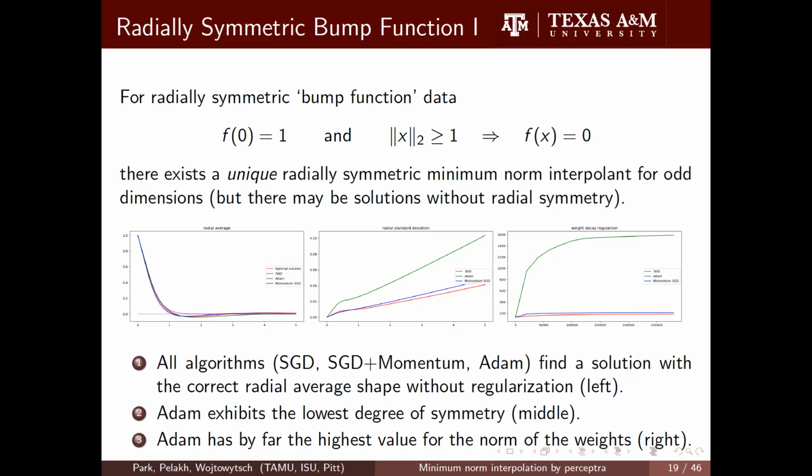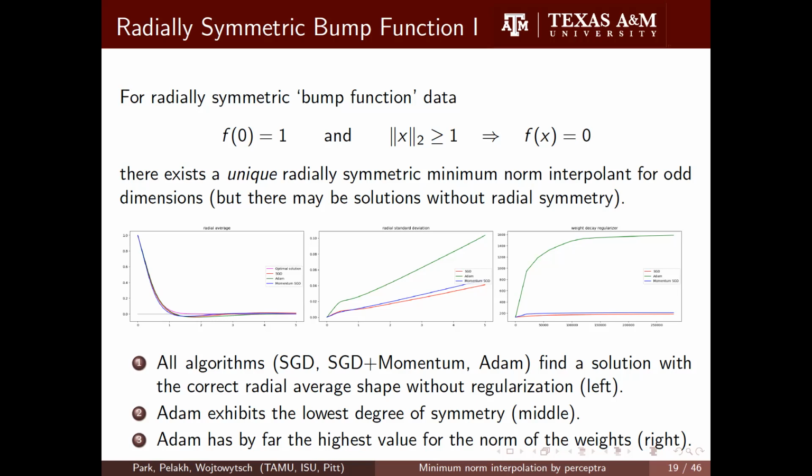What is nice is that since it's radially symmetric, if you have, for example, this x where the norm is 1/2, then around this circle, every value is the same. So we can just plot the value of the function only by the norm of x if we have a radially symmetric function. That's a nice thing. And if we consider this radially symmetric bump function, there exists a unique radially symmetric minimum norm interpolant for all dimensions.